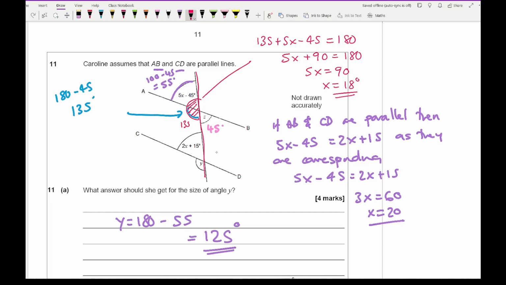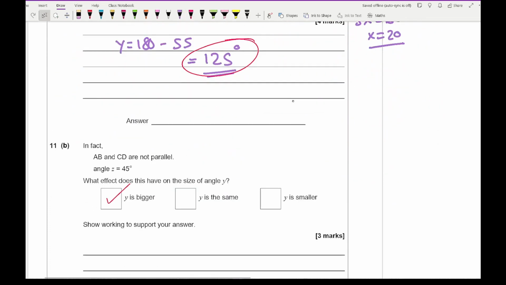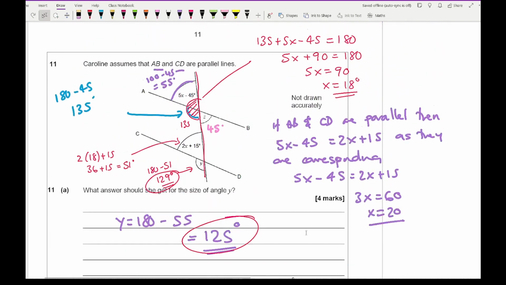Then if x is 18 degrees, I can then work out what y is. So this angle here is going to be 2 lots of 18 plus 15, which is 36, plus 15, which is 51. So then working out y, that's going to be 180 minus 51, which is 129. So comparing this angle of 129 to 125, y is bigger. And again, in terms of my supporting answer, I just need to write down what I've just written on the diagram. And there we go.